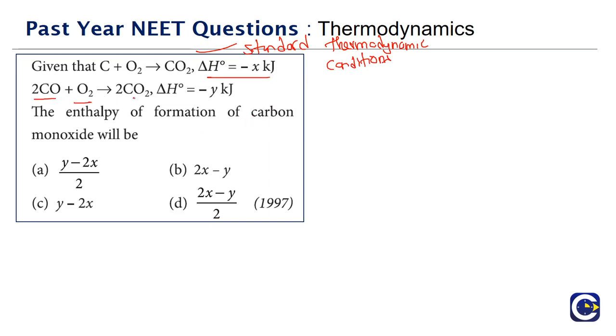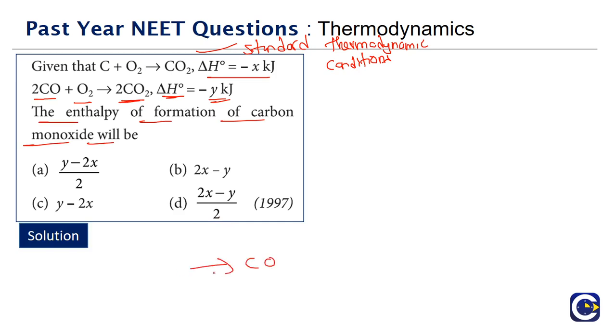2CO plus O2 gives rise to 2CO2. Del H is what? Minus Y kilojoules. Here also it is an exothermic reaction. We need to find the enthalpy of formation of carbon monoxide. What do you mean by the enthalpy of formation of carbon monoxide? It is the enthalpy change in the reaction where we form 1 mole of carbon monoxide from the basic constituents. What are the basic constituents? Carbon and oxygen. So what is the equation? C plus half O2 gives rise to CO. So for this we have to find the delta H.